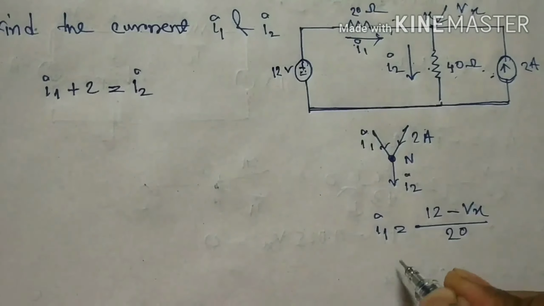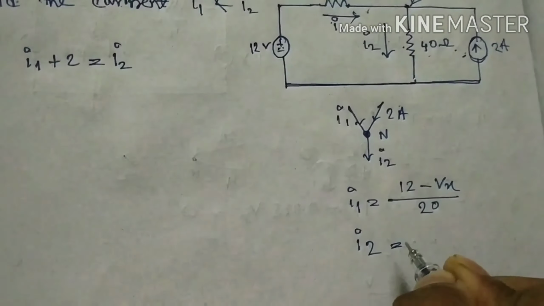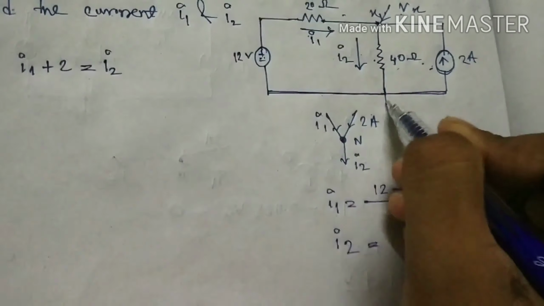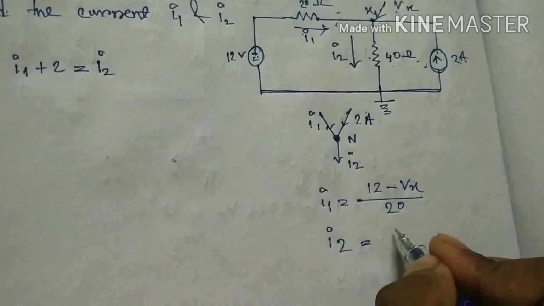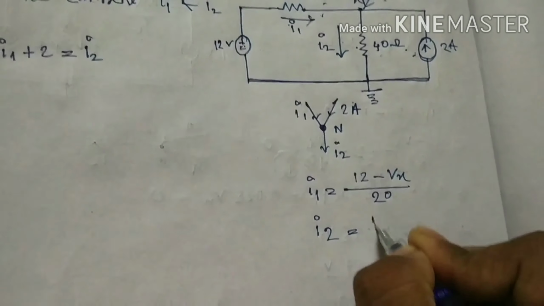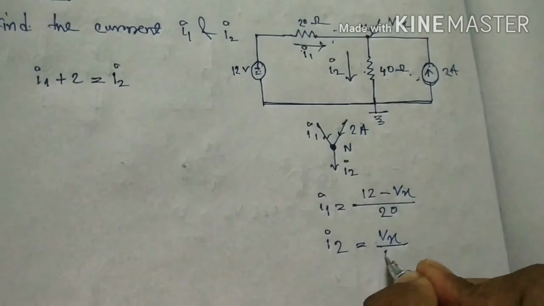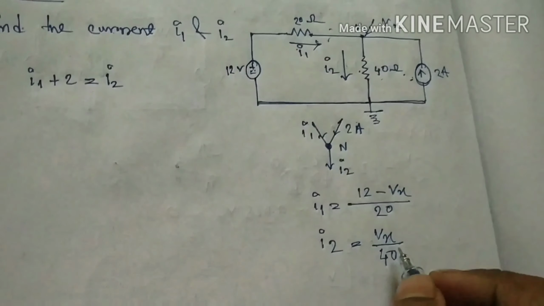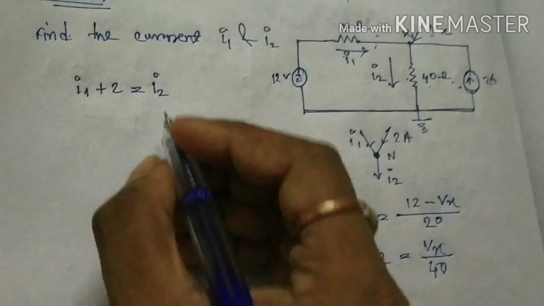And by the same process, I2 will be Vx by ground. You can assume this is the ground point. So Vx minus 0, that is Vx, by 40 ohm. So I2 will be Vx by 40 ohm. Voltage difference by resistance.